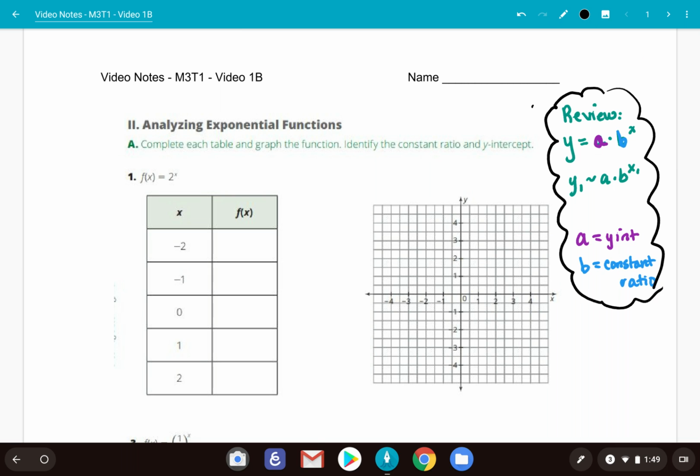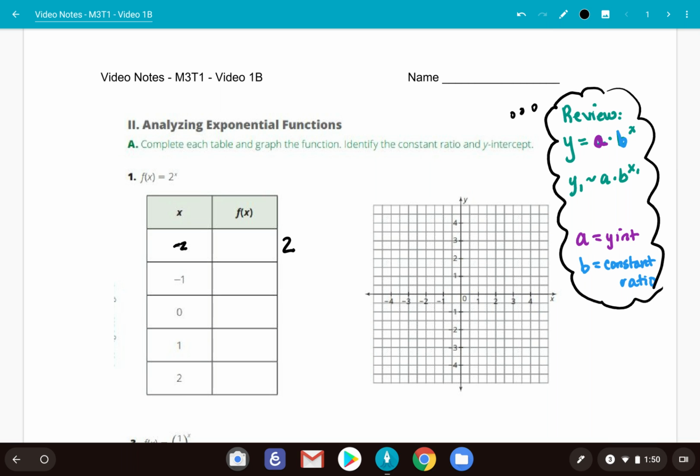Okay. So we'll use that in order to do number one. We need to complete each table and graph the function, then identify the constant ratio and y-intercept. So we'll go ahead and substitute in each of these x values.